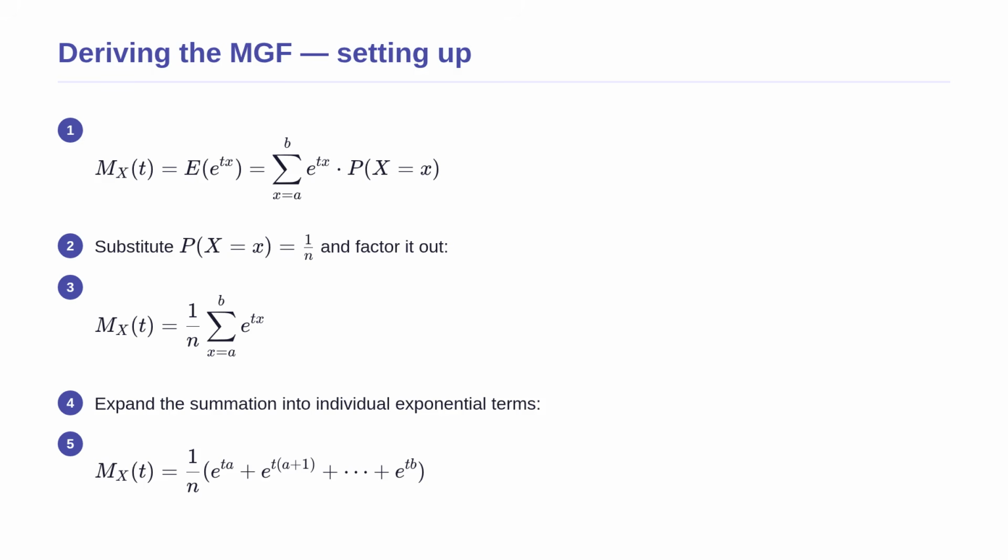Now that we have seen the MGF formula, let us walk through the first part of its derivation. We are setting out to turn the expected value definition into a workable sum. We start by writing the sum of e to the power of t times x multiplied by a constant probability, 1 over n. Just like we did when proving the mean, we can pull that constant 1 over n outside the summation. What remains inside the sum is a series of exponential terms, starting from e to the power of t times a all the way up to e to the power of t times b. This sets us up perfectly for the next algebraic step.